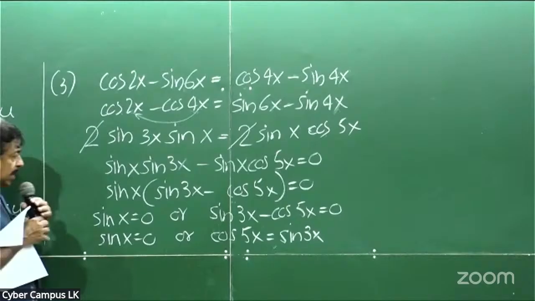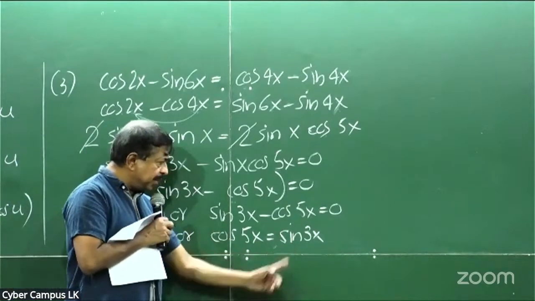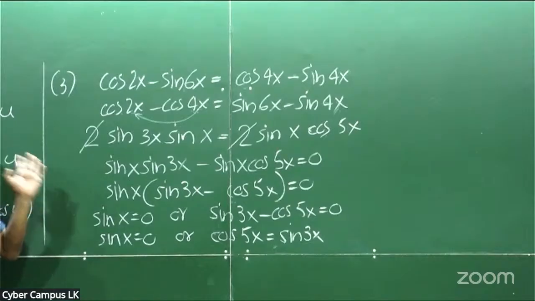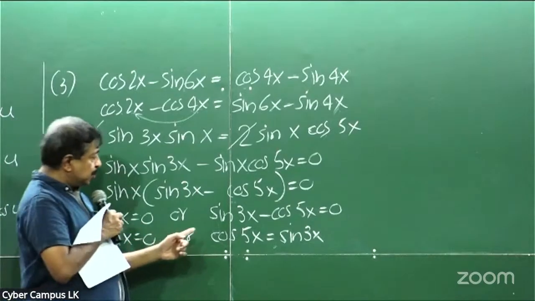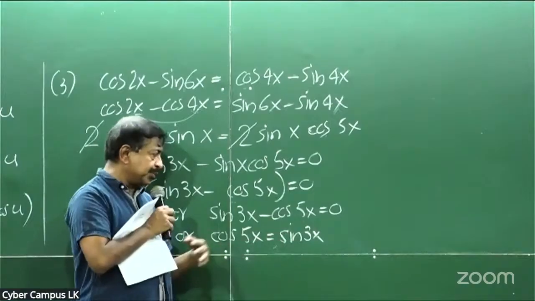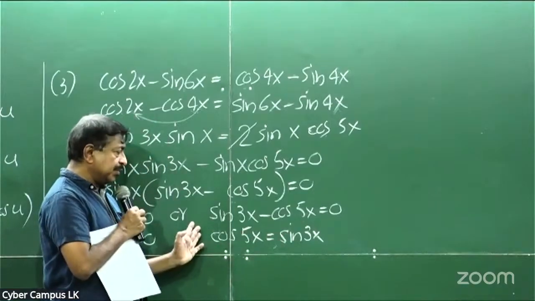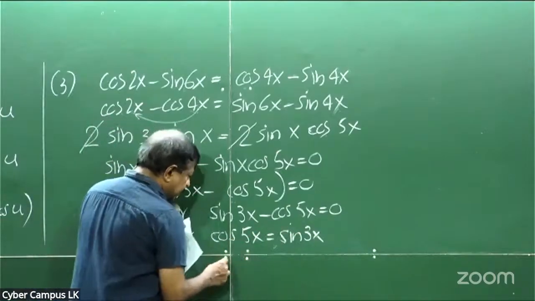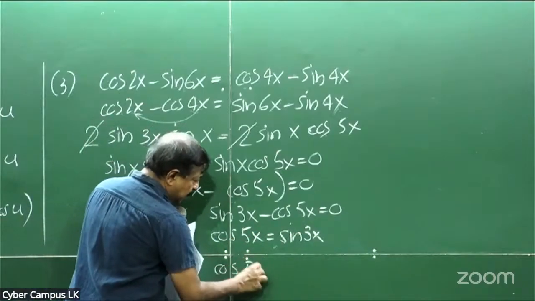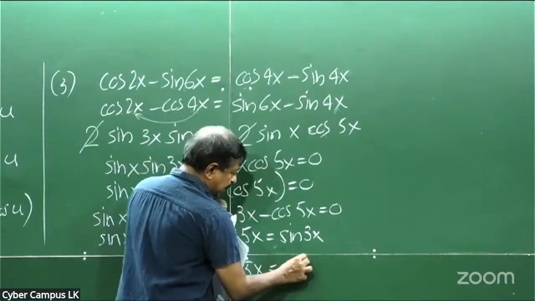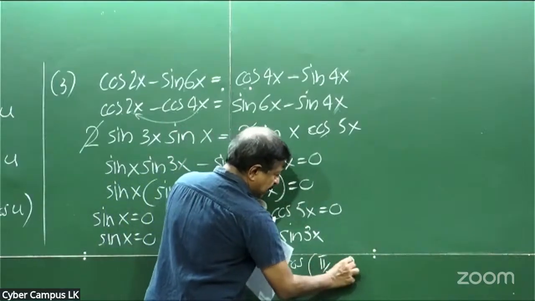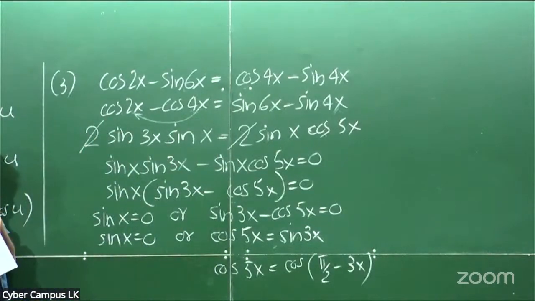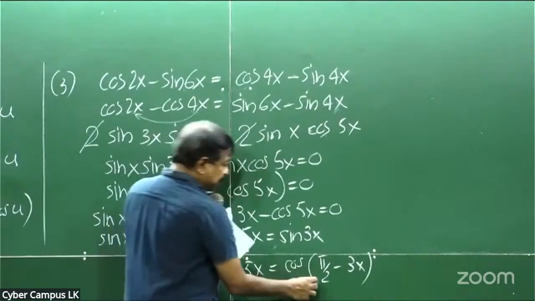Now since you have cosine and sine, there's a way out. Otherwise, it will be difficult. Like say, cos 5x is equal to tan 3x or something. Then it will be a little difficult for us. But in this case, it is easy. You can write this in terms of cosine because they are co-functions. You can write this as cos pi by 2 minus 3x. Now you can treat this as your solution.